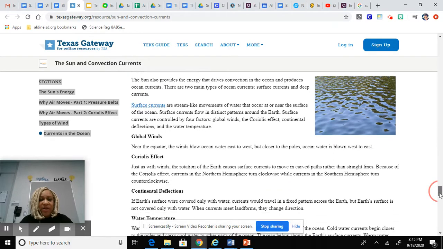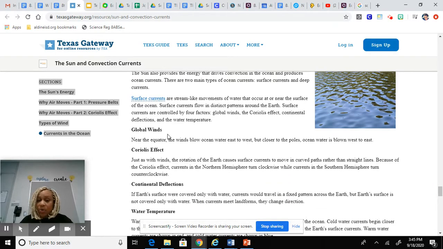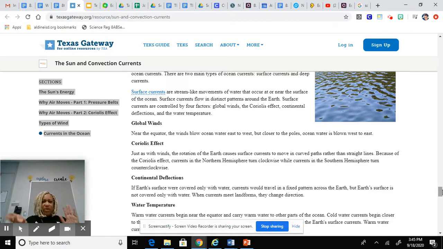So you're going to go ahead and finish talking about surface currents. Global winds near the equator blow ocean water east to west, but closer to the poles, ocean water is blown west to east. It's almost like that mirror image when you think about the Coriolis effect. What's happening in the north is the same thing that's happening in the south, but it looks like it's going in different directions, when in reality it's really going the same direction. Because it's two different hemispheres, it's almost like a mirror effect, right? Okay.